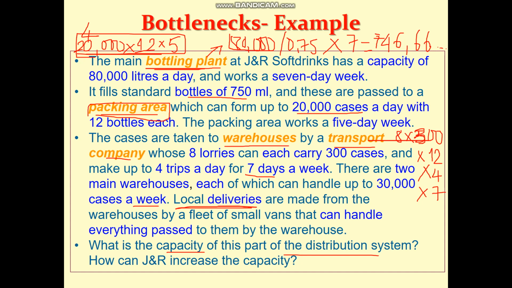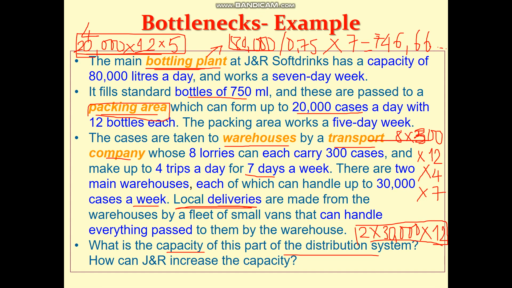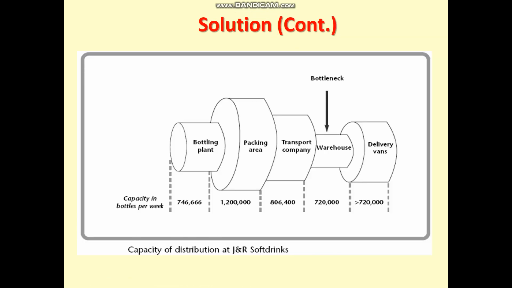Next, we will move to the warehouse. So how many warehouse they have? They have 2 warehouse, and one warehouse can handle 30,000 cases, and one case can handle 12 bottle, right? So multiply by 12. So we have the total bottle the warehouse can handle is this one. Okay, so here I have the number for you guys here: bottling plant, packing area, the transport, and the warehouse. And here we know that the local delivery can handle everything passed to them by the warehouse. So we know that the capacity of the delivery vans, the local delivery is greater than the capacity of the warehouse.